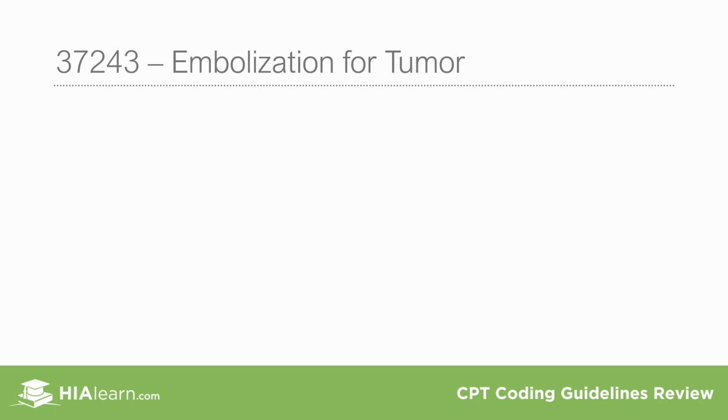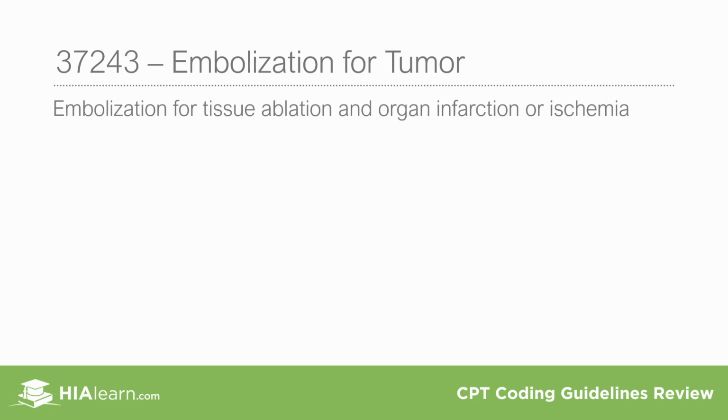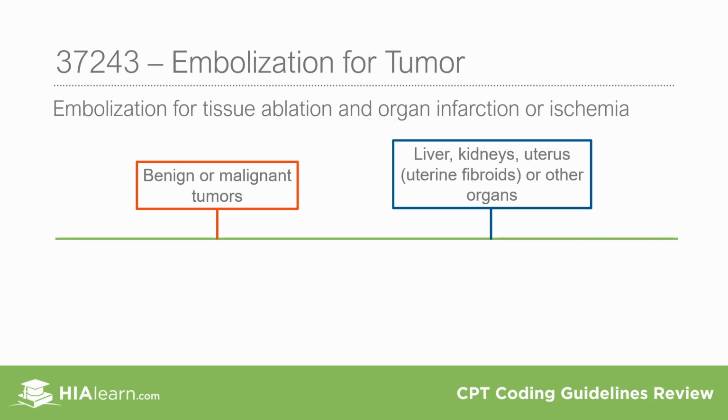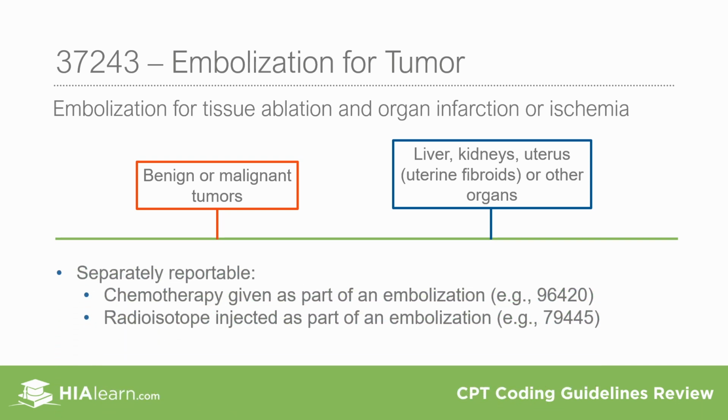Code 37243 reports embolization for tissue ablation and organ infarction or ischemia. Examples include embolization of benign or malignant tumors of the liver, kidneys, and uterus, including uterine fibroids or other organs. Chemotherapy or radioisotope injections given as part of an embolization procedure are separately reportable with their respective CPT codes.